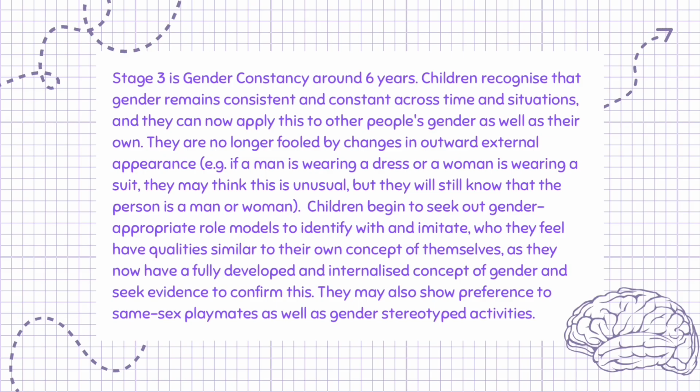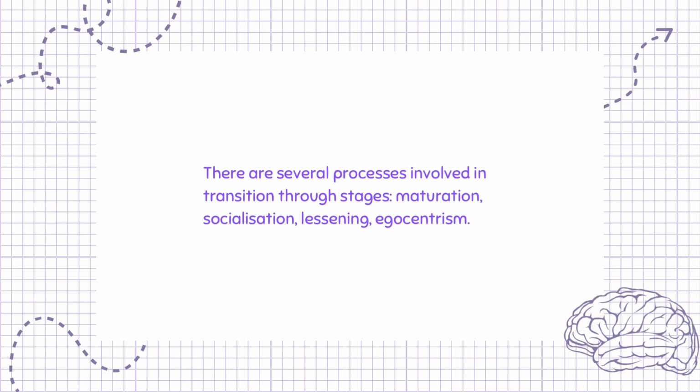Children begin to seek out gender-appropriate role models to identify with and imitate, who they feel have qualities similar to their own concept of themselves, as they now have a fully developed and internalized concept of gender and seek evidence to confirm this. They may also show preference to same-sex playmates as well as gender-stereotyped activities. There are several processes involved in transition through stages: maturation, socialization, lessening egocentrism.